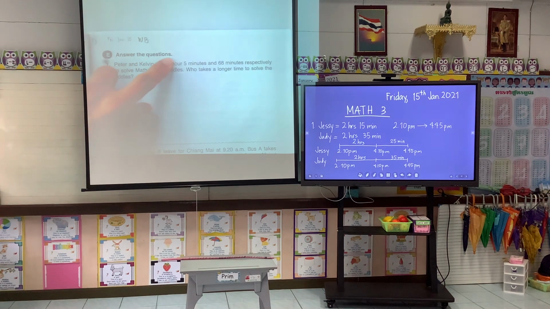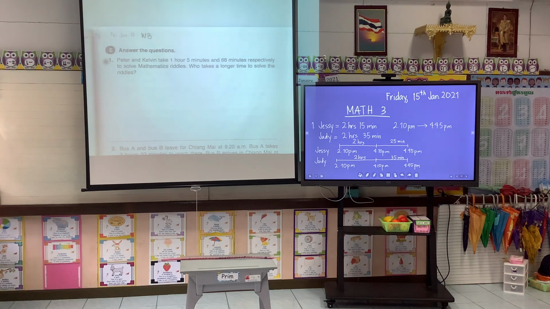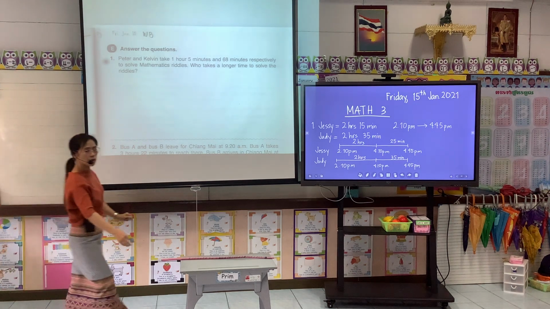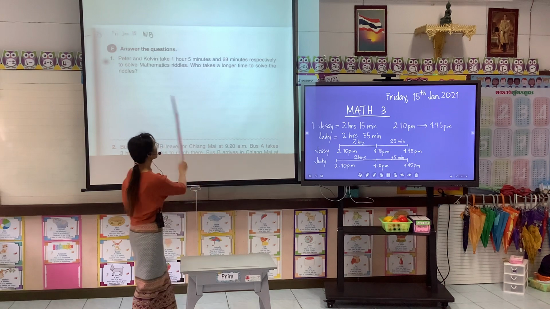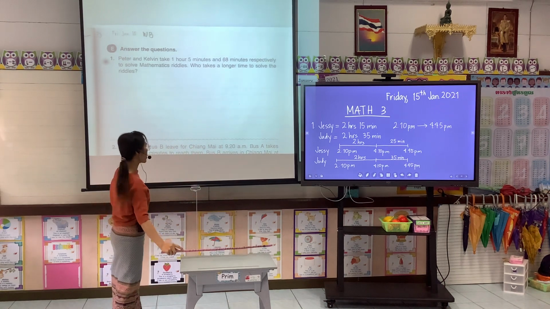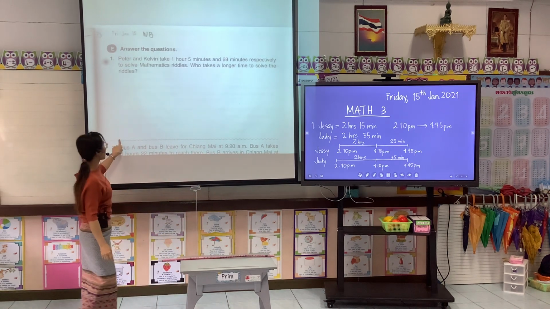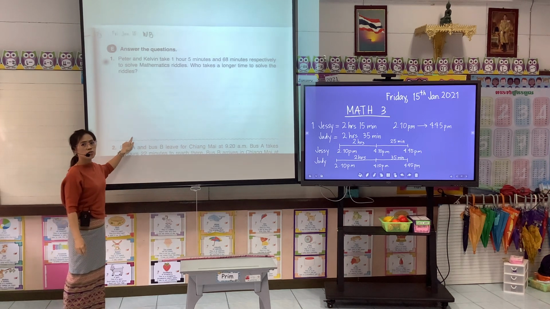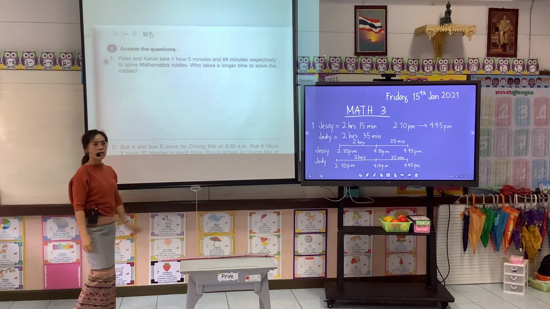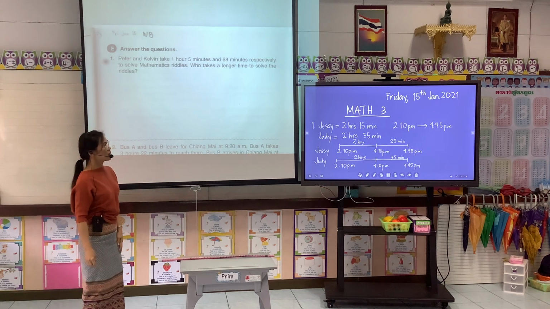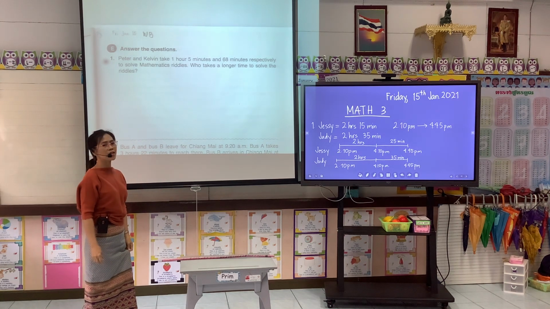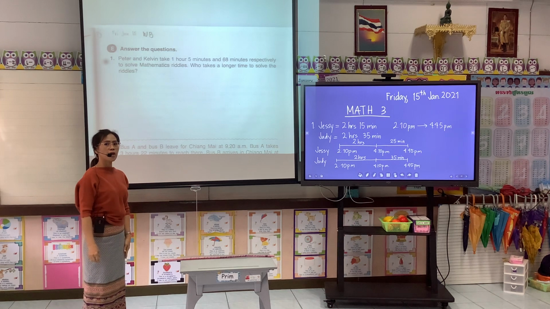Answer the questions. You apply the steps in solving word problems. Read the problems carefully, understand, and please show your working, just like what we did here. Show your working and write down here your answer in a sentence. Alright? So that's all for today's lesson in Math 3, comparing the duration of time.